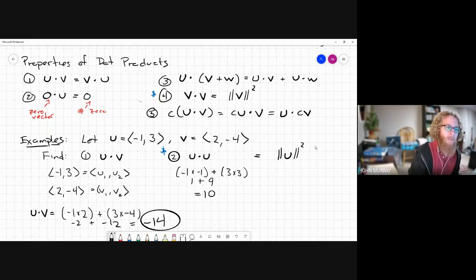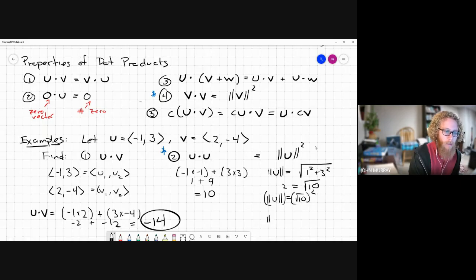So let's see if we get the same thing for the magnitude of u squared. Well, the magnitude of u is going to be the square root of 1 squared plus 3 squared, which is the square root of 10. So since the magnitude of u equals the square root of 10, if I square that, well, then I still get 10.